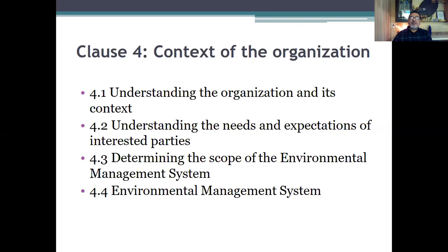4.4 Environmental Management System. The standard indicates that the environmental management system should be established to achieve the outcome by using interacting processes and using the information specified in clause 4.1 and 4.2 to deliver continual improvement. The ultimate objective is to improve the organization's environmental performance.